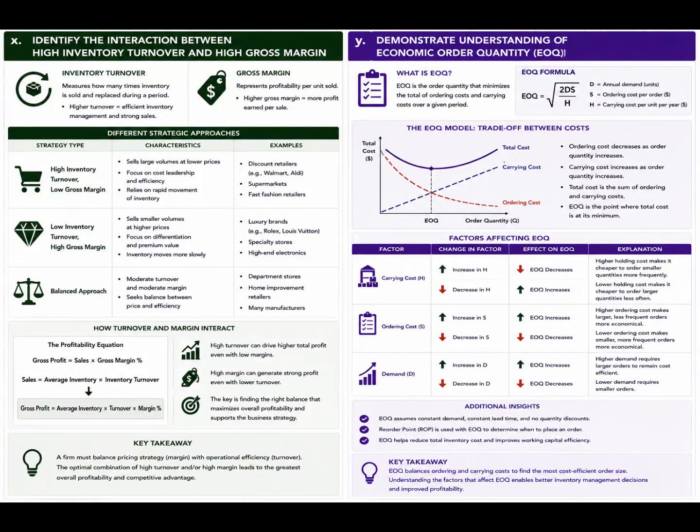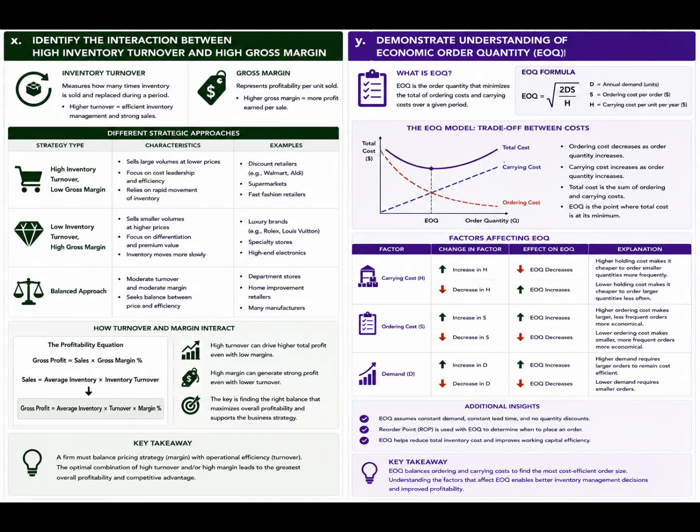X. Identify the interaction between high inventory turnover and high gross margin. Inventory turnover measures how quickly inventory is sold and replaced. High turnover indicates efficient inventory management and strong sales performance. Gross margin reflects profitability per unit sold. Companies may pursue either high turnover with low margins or lower turnover with high margins.